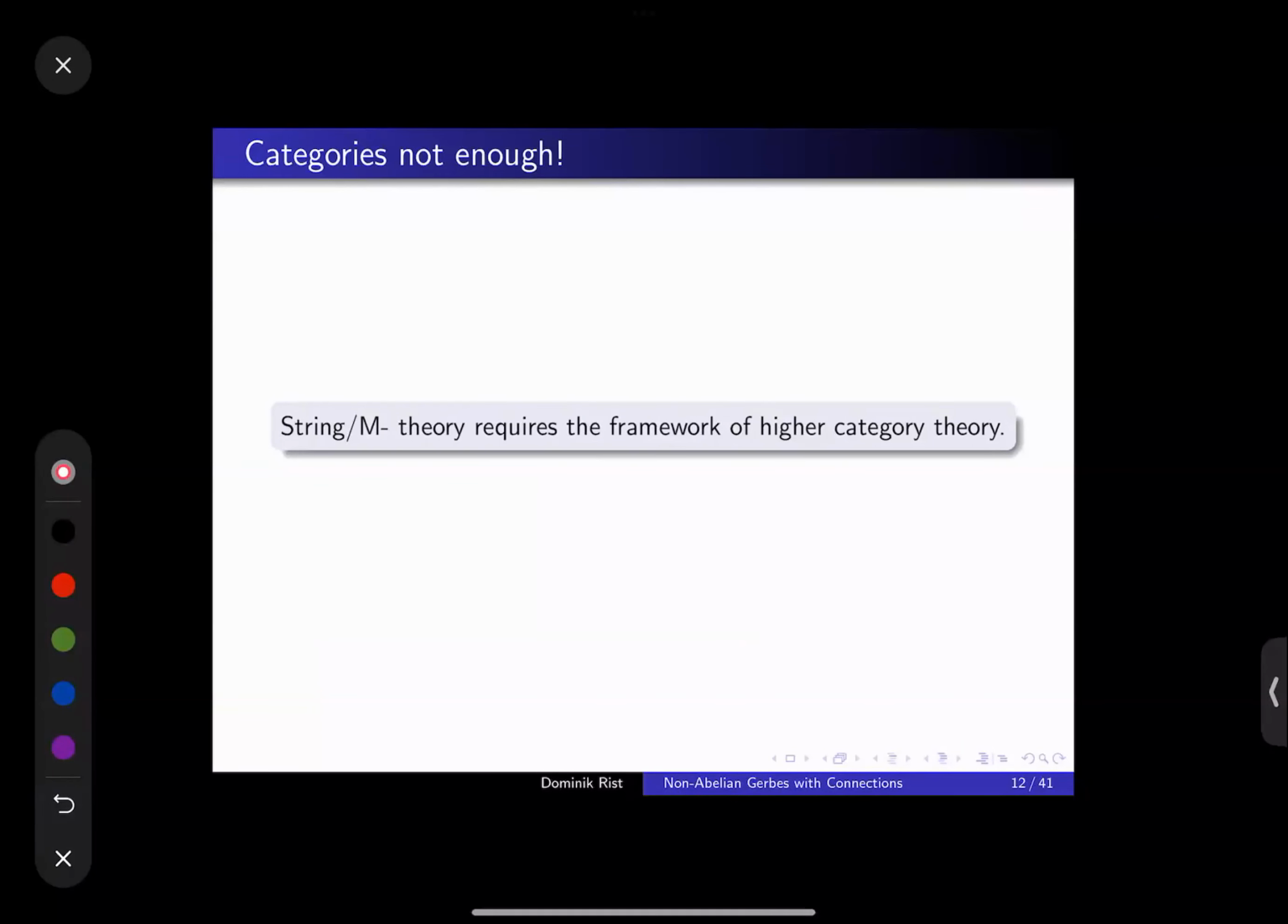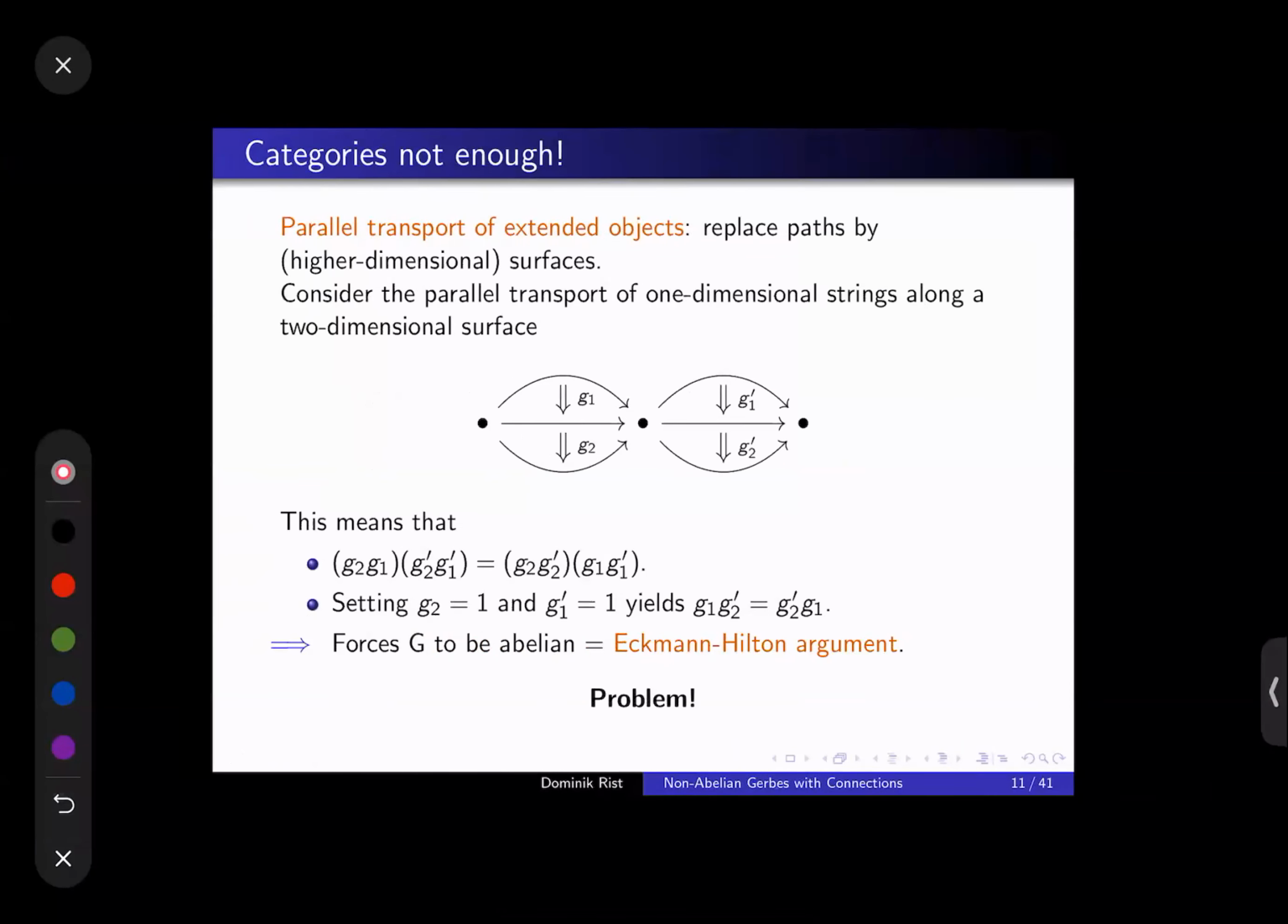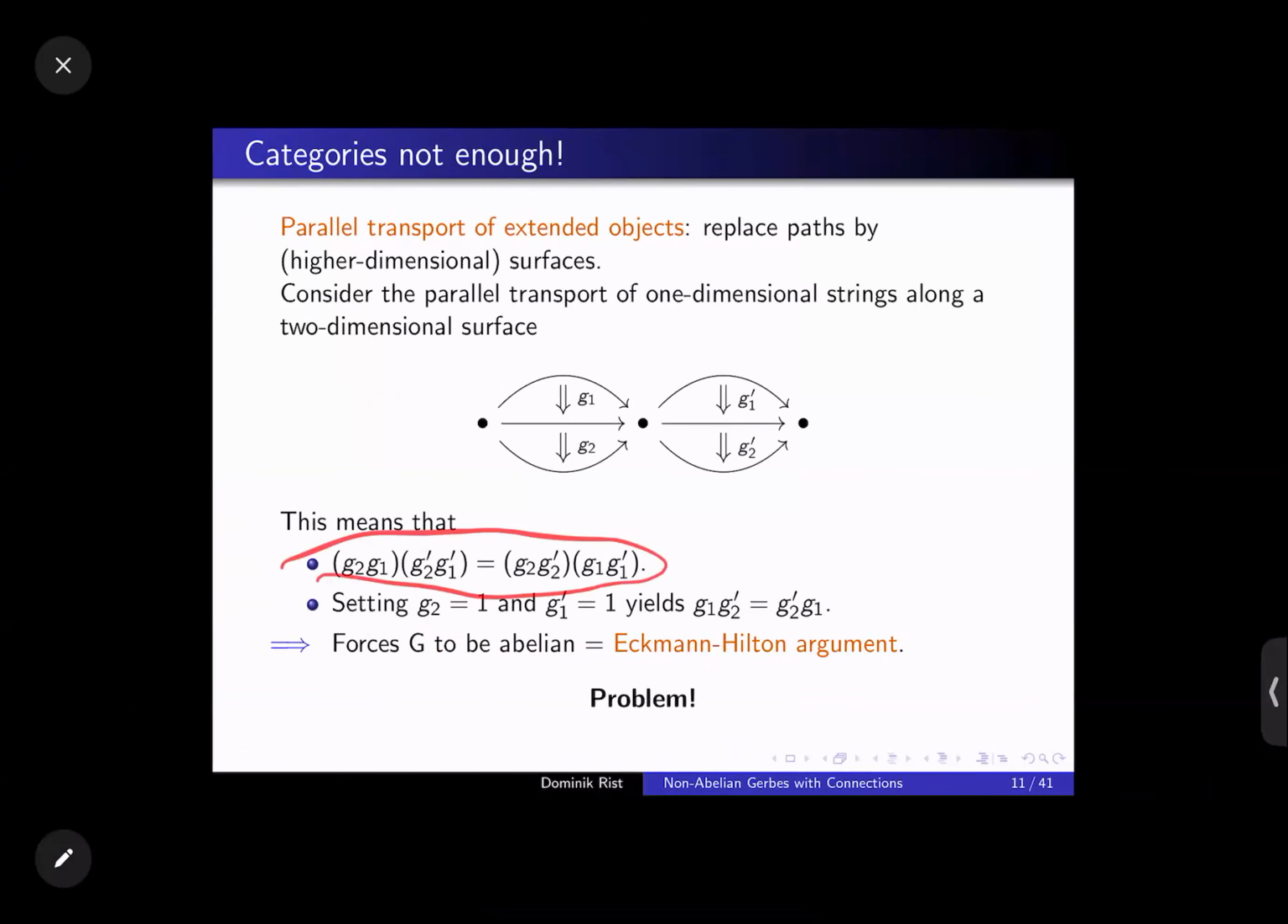Oh, wait, sorry. Can you give me a second to digest this? So what do you mean by setting G2 equals to 1? Well, I obtained this identity. So this is the consistency condition. And now this has to hold for all group elements. So just set G equal to 1 and G2 equal to 1 and G1 prime equal to 1, and yes, you obtain this condition.